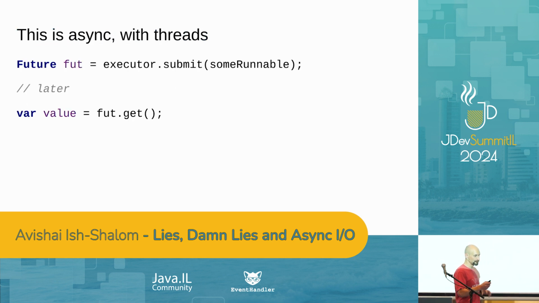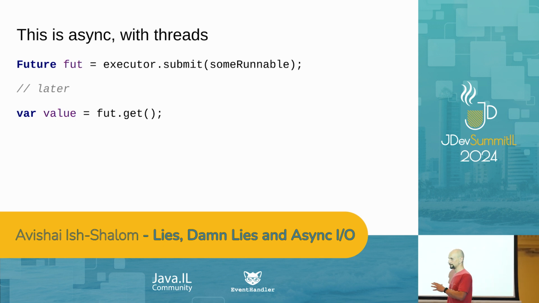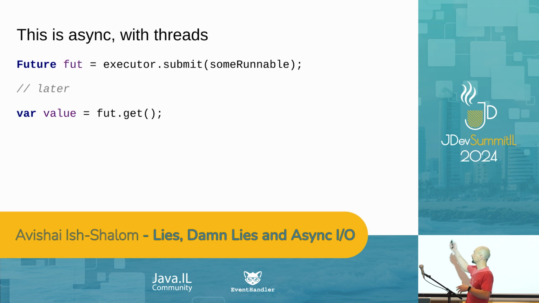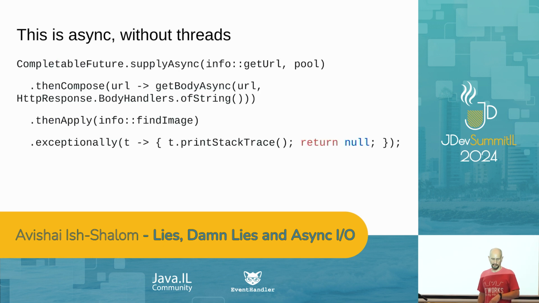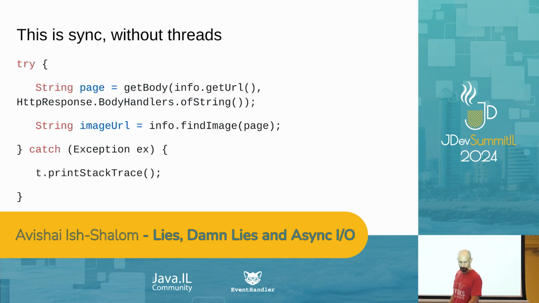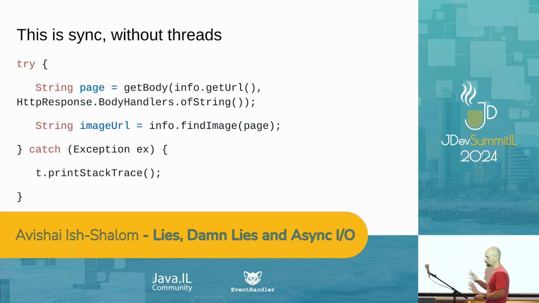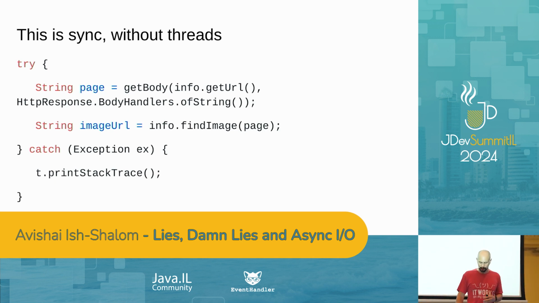Now, just to give you examples of the confusion, this is asynchronous code, but it is using threads, okay, Java threads in this case. Okay, executor submit, you've probably all used this. This is asynchronous, but without threads, okay? CompletableFuture, again, from Java. Probably you've used this. Many people use it in Netty and so on. So this is async without threads. This is synchronous code without threads, okay? It looks just like the normal synchronous code, but it doesn't use threads. How? We'll talk about that in a bit.